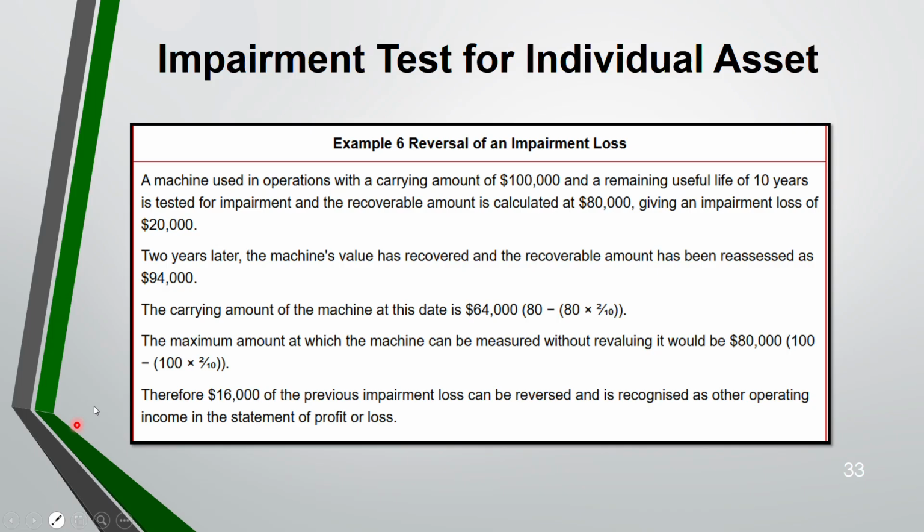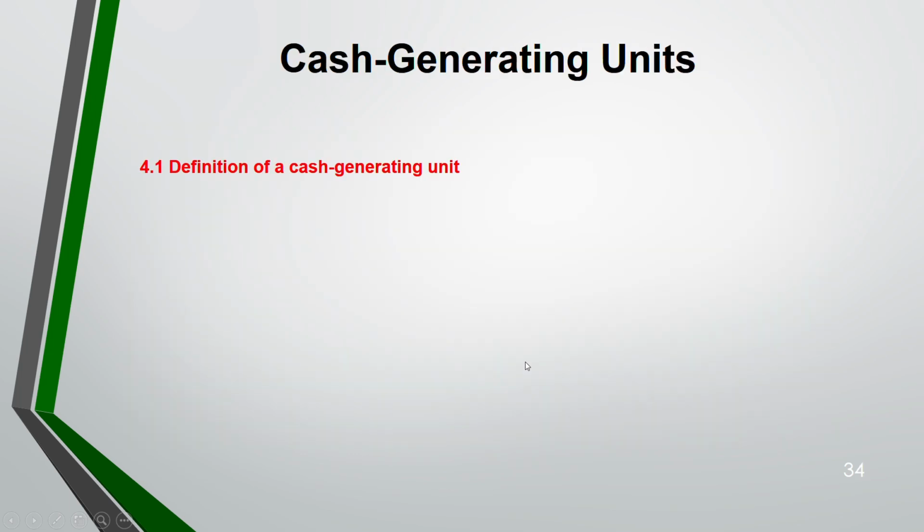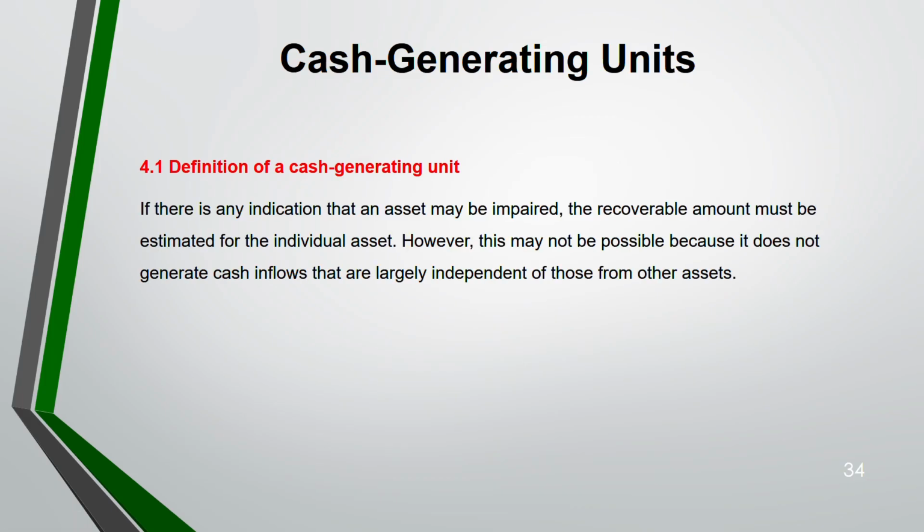This reversal part is often asked in the exam, and this is the tricky area. See, accounting for impairment loss is easy, but when it comes to reversal, you have to be a little careful. Now, the last part of this lecture is the cash generating unit. All this while we have been impairing the individual asset. So what is the definition? How do we account for it?